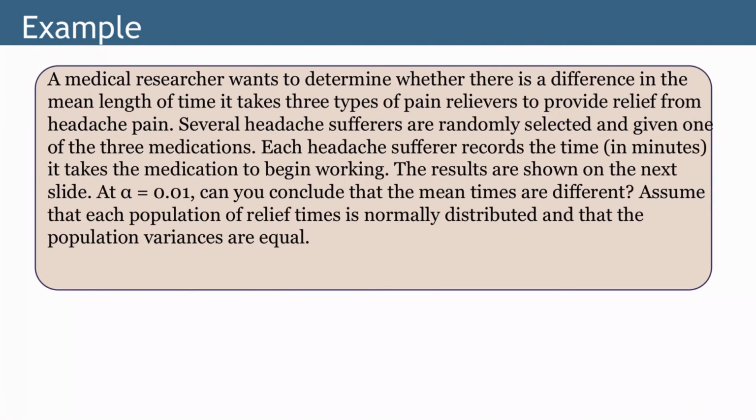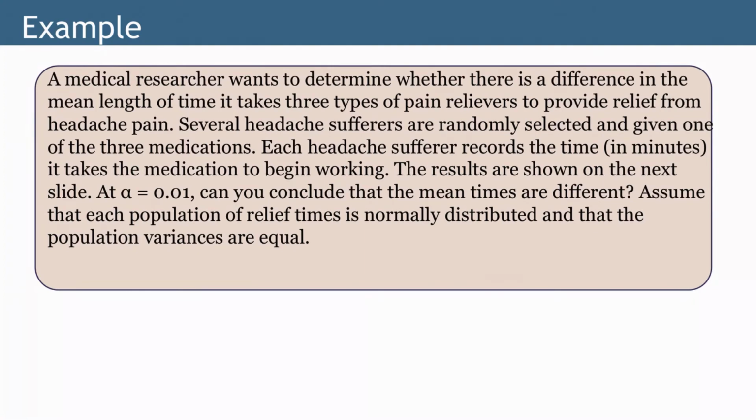We've got a medical researcher who wants to determine whether there is a difference in the mean length of time it takes 3 types of pain relievers to provide relief from headache pain. Several headache sufferers are randomly selected and given one of 3 medications. Each headache sufferer records the time in minutes it takes the medication to begin working. The results are shown on the next slide. At alpha equals 0.1, can you conclude that the mean times are different?